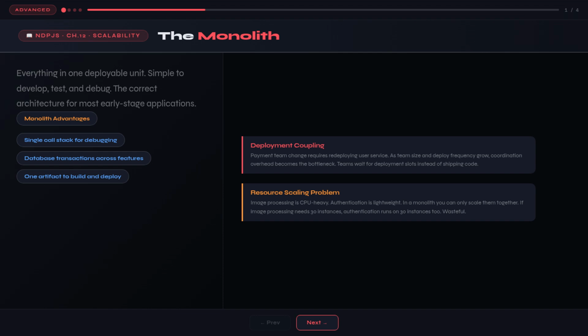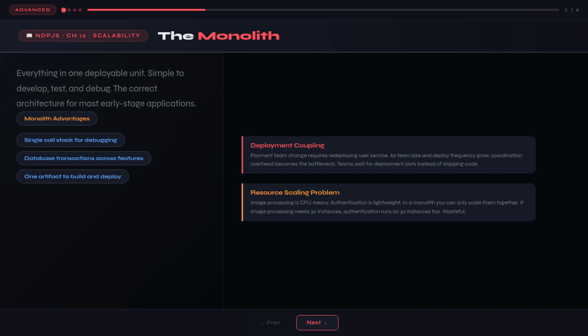At small scale, 1 to 5 developers, manageable traffic, monoliths are almost always the right architecture. The operational complexity of microservices is a tax that only pays off at a scale large enough to justify it. But monoliths have failure modes that become painful at scale. The most important is deployment coupling.